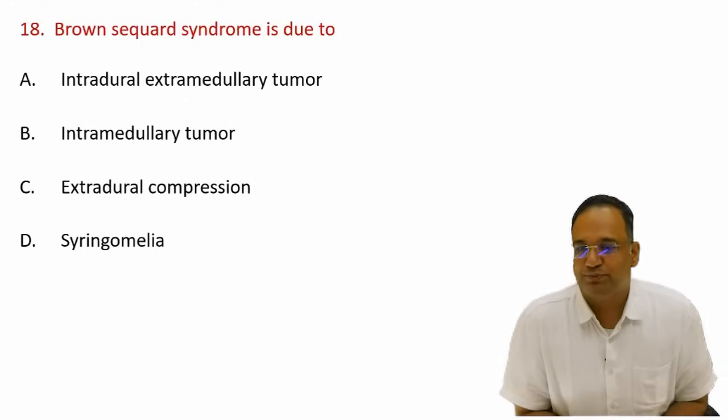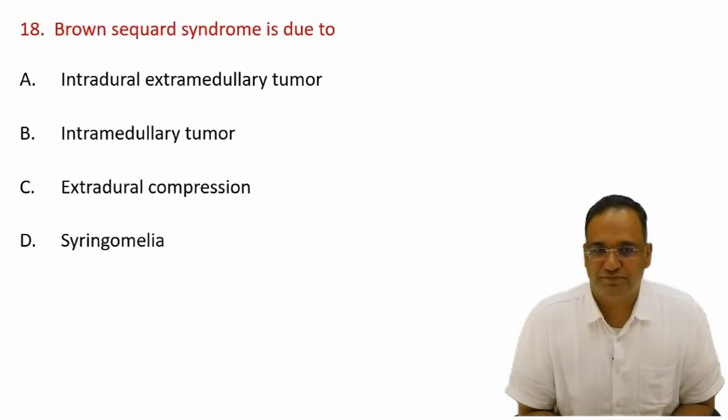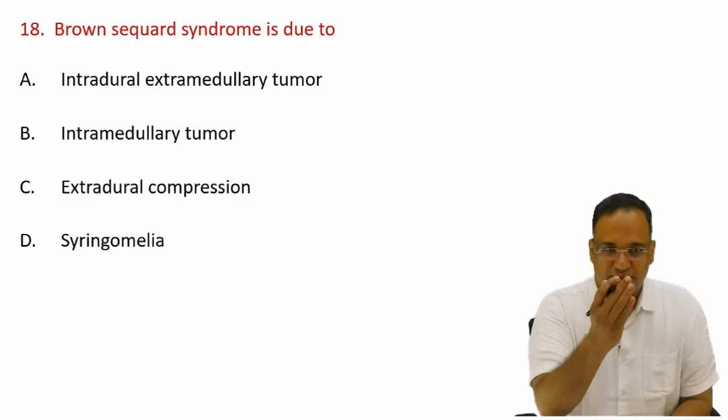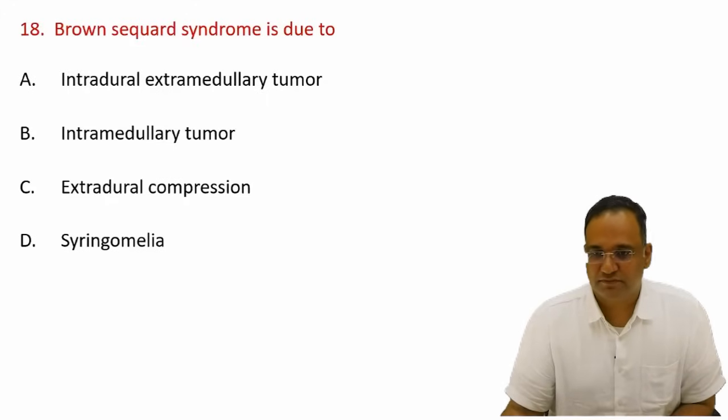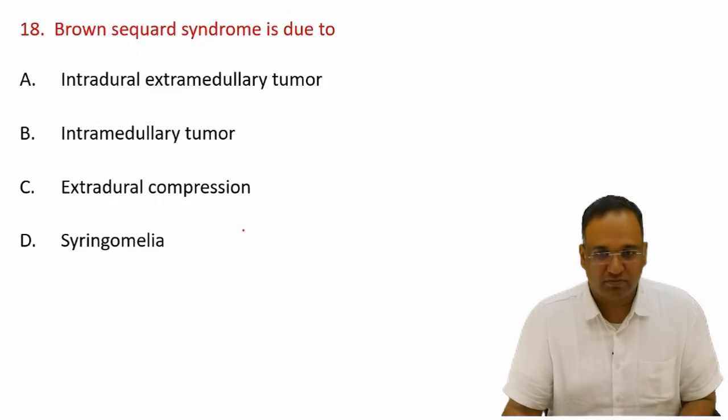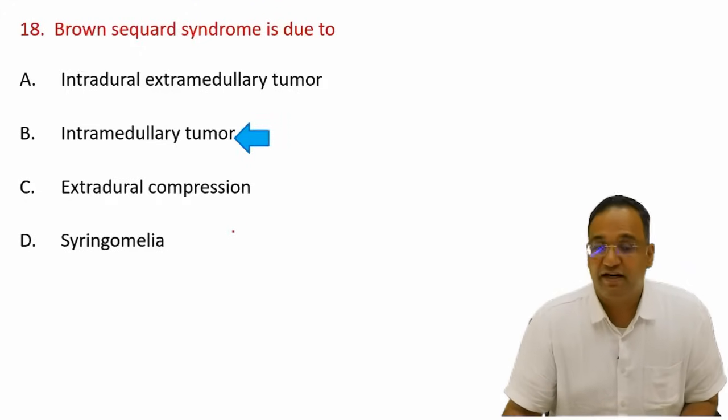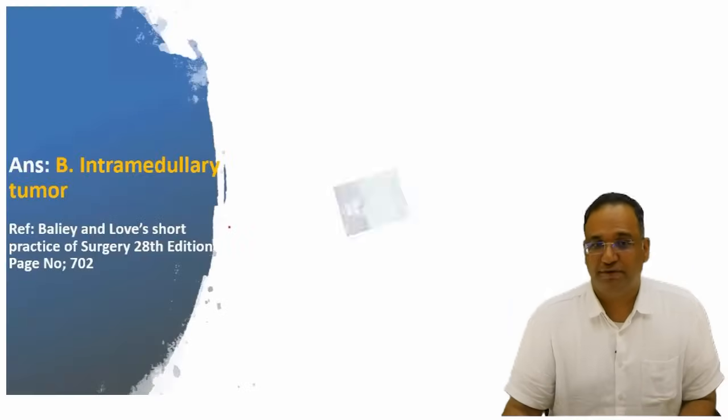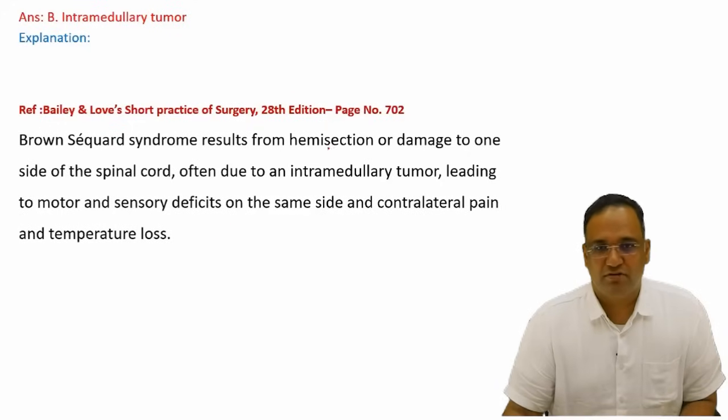Brown-Sequard syndrome is due to. Okay. So, which pathology can cause Brown-Sequard syndrome? Brown-Sequard syndrome is seen in an intramedullary tumor. Brown-Sequard syndrome, page number 702, 20th edition, is a hemisection or damage to one side of the spinal cord. It can often be due to an intramedullary tumor.